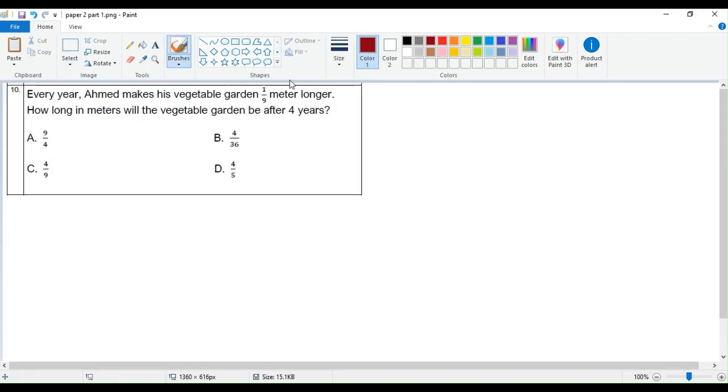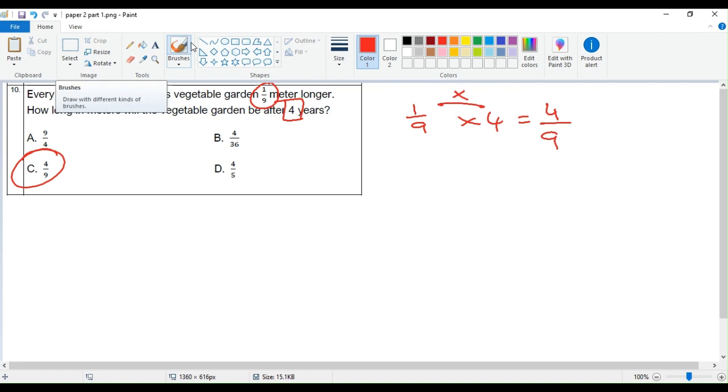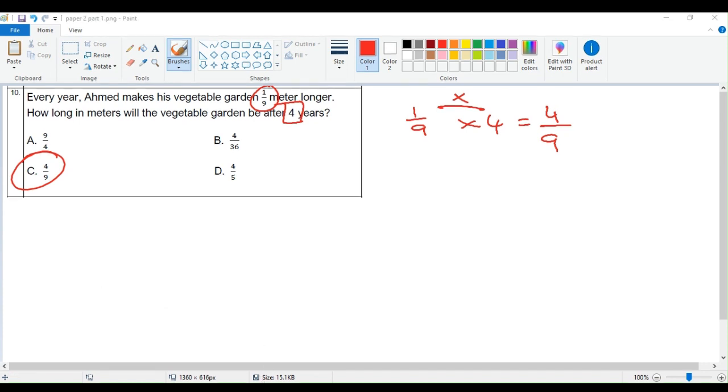Last one, number 10. Every year Ahmed makes his vegetable garden 1/9 meter longer. How long in meters will it be after 4 years? Multiply. 1/9 times 4. Well, 1 times 4 is 4. The denominator stays the same. You've got 4/9, which is C. Now, I have rushed through that a bit, but as I said before, this is the standard. Go and revise what you can within the next couple of days.